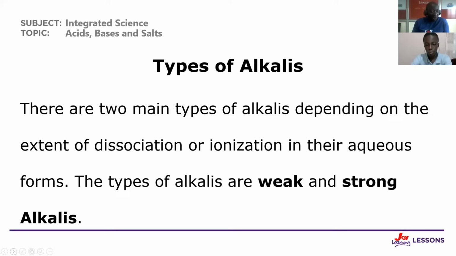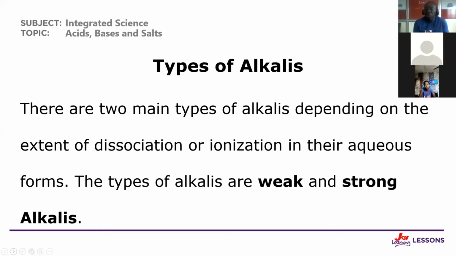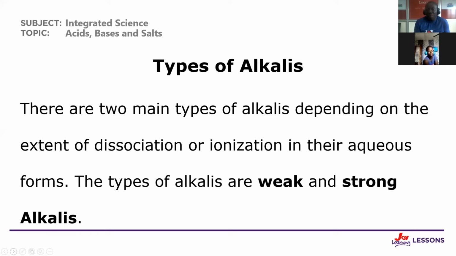It means that they are all soluble. And we classify them depending on their extent of dissociation or the ability to ionize in water. All right, so we say that there are two main types of alkalis depending on their extent of dissociation or ionization in their aqueous form. So it means that when you dissolve them in water, they will dissolve. But how far can they dissociate to give you the hydroxides that you need in solution? Based on this, we have two types of alkalis, those that dissociate completely and those that do not dissociate completely.